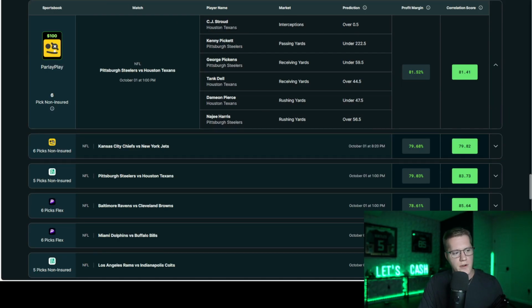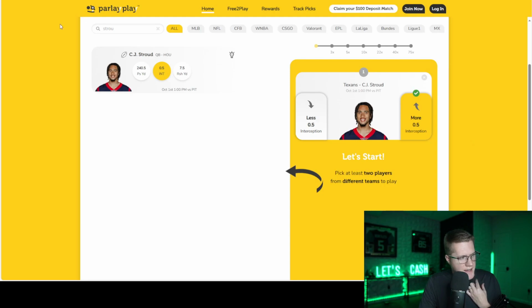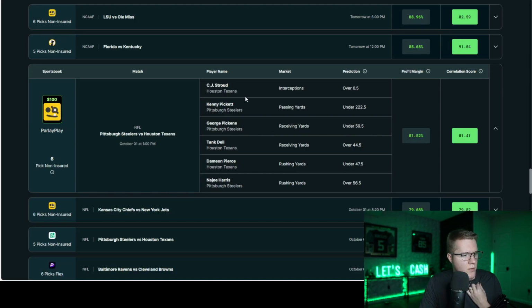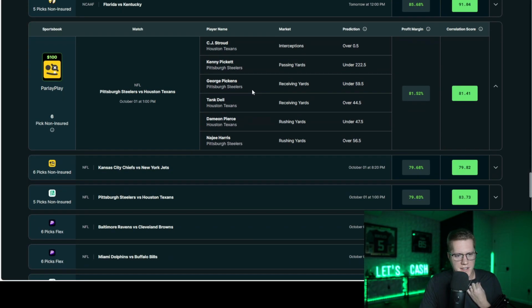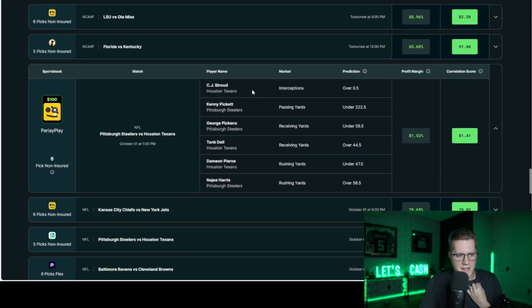Let's now talk about another correlated slip here for the Houston Texans and the Pittsburgh Steelers. And what we're doing, again, is looking at the software, which compares plus EV individual legs, and then shows you the best correlated combos for this exact fixed payout platform.